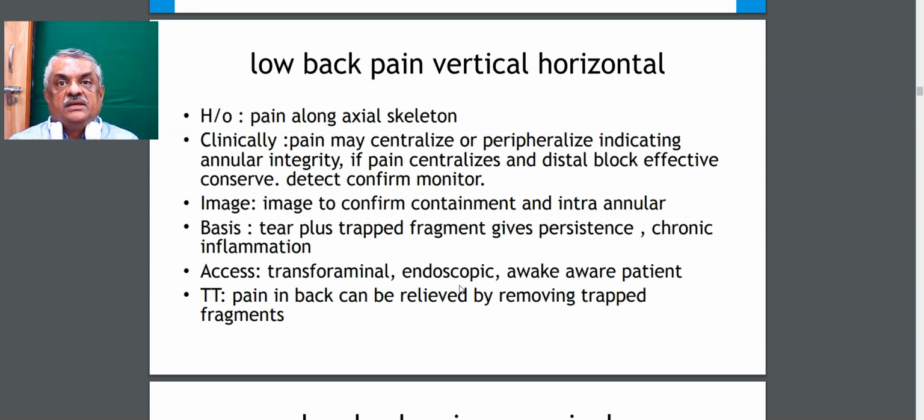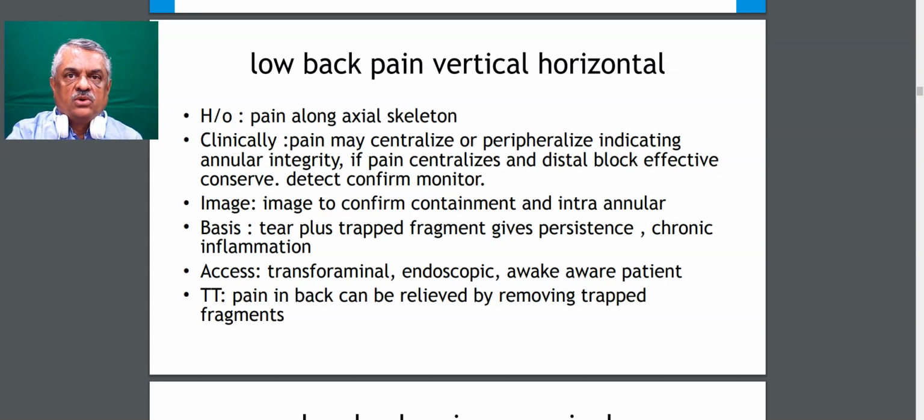This test is essentially lying prone on your belly and then asking the patient to extend his back, the upper part of the back. Lift the chest off the bed while lying prone on your belly and look for the location of the pain and the change in the location of the pain. The pain will change from periphery towards the center. This test indicates that the annulus has a good integrity. And in these patients, if we give a distal block, which we'll talk about in a while from now, then this patient can be treated by non-operative measures. And we also use these two tests to monitor the conservative treatment.